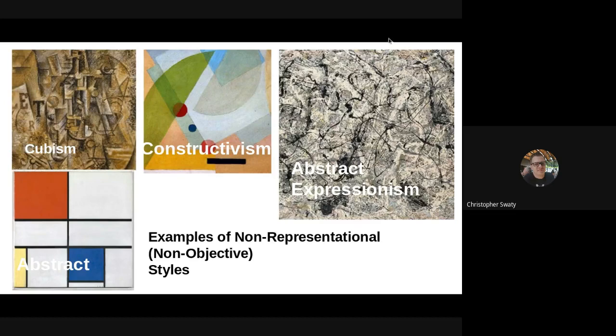Abstract expressionism probably wouldn't go there for this one because, yet again, that's another very painterly style, but that's like Jackson Pollock, where it's more about the expression of the lines and putting the paint on the canvas. And then just regular abstract, where it's kind of simplified to these different shapes and lines and colors.